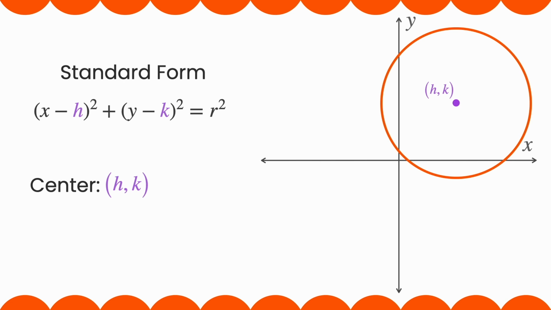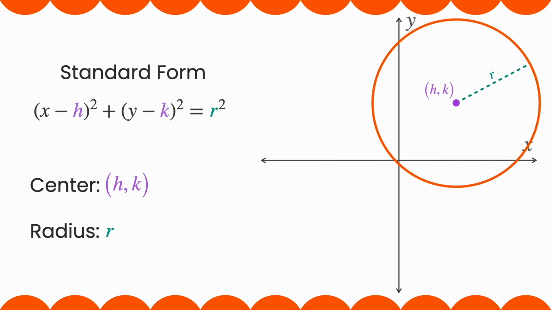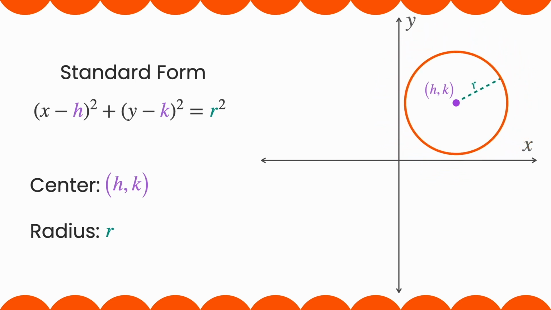The second feature is the radius of the circle. r is the value being squared on the right side of our standard equation. Changing r can be thought of as a dilation that causes the circle to grow or shrink. Let's practice finding these two features and using them to draw our graphs.